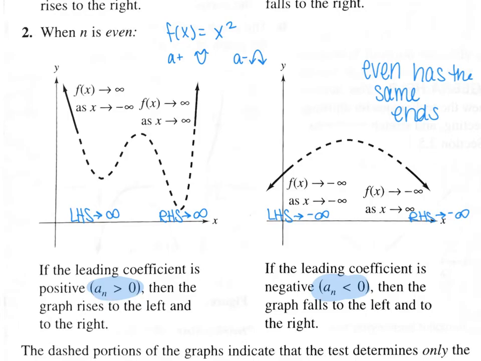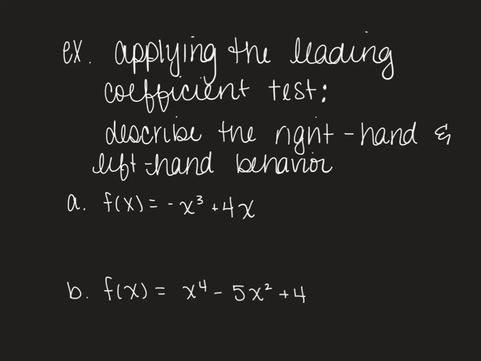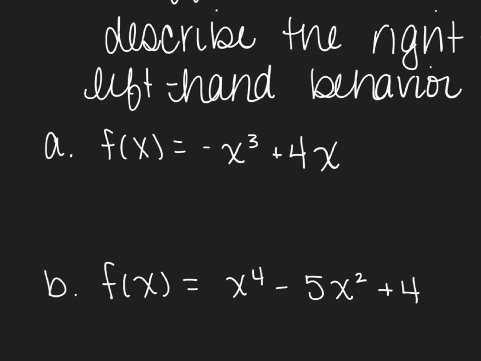So let's kind of sum up what we were talking about here before we apply the test. Two examples I have for you. My first one, my directions are asking me to describe the right hand and left hand behavior. So I know I need to look at two things. I need to look at the degree and the a. So looking at our example a here, my degree is 3, which is odd, and my a is -1, which is negative.